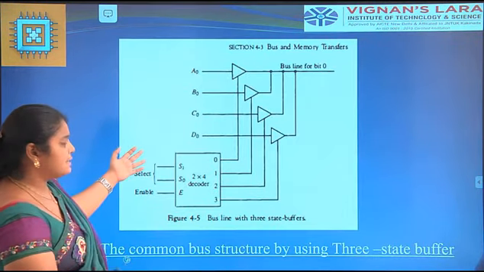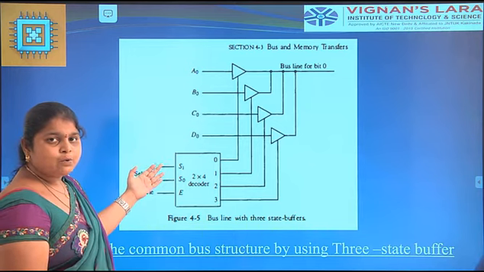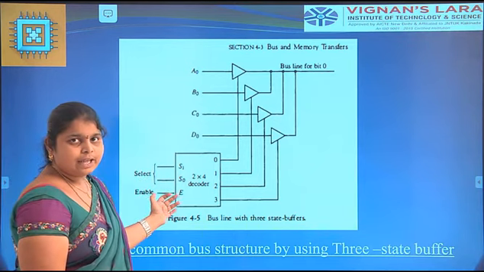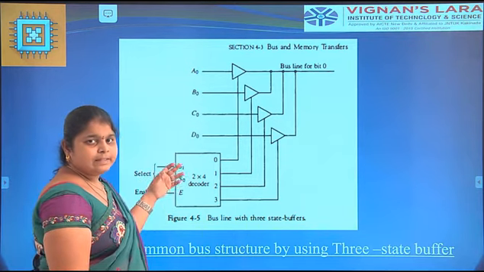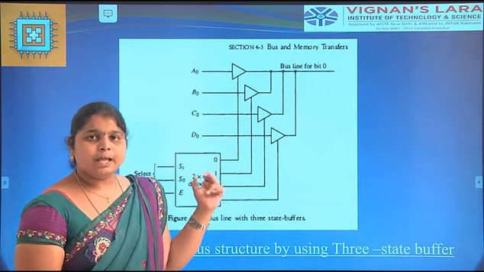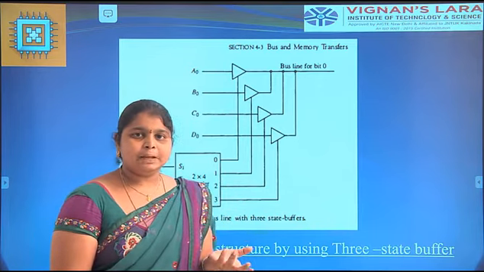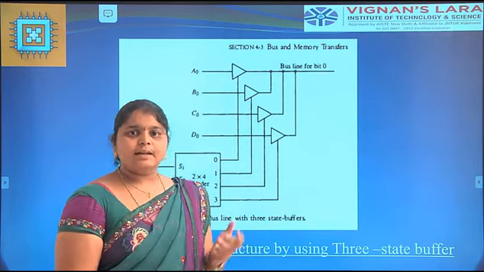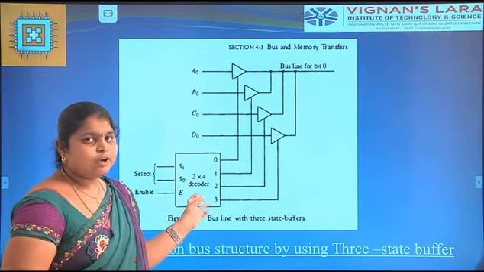Here this is the three-state buffer used in a common bus structure. This is the bus structure built by using three-state buffers. Last class we already saw the multiplexer, and by using the multiplexer we already saw the common bus structure. This is the three-state buffer version of the common bus.